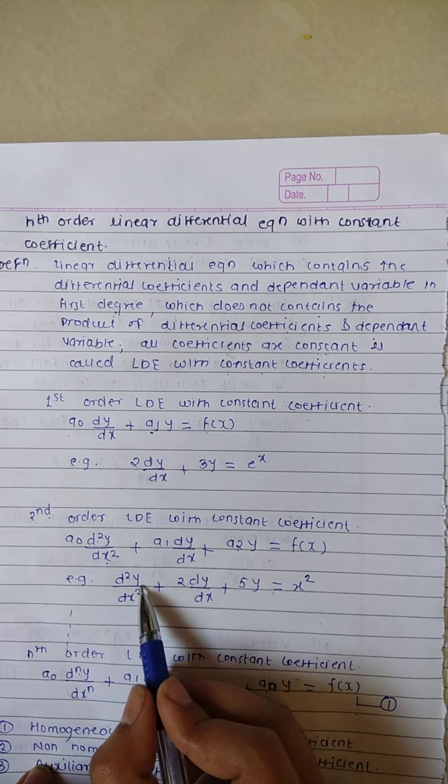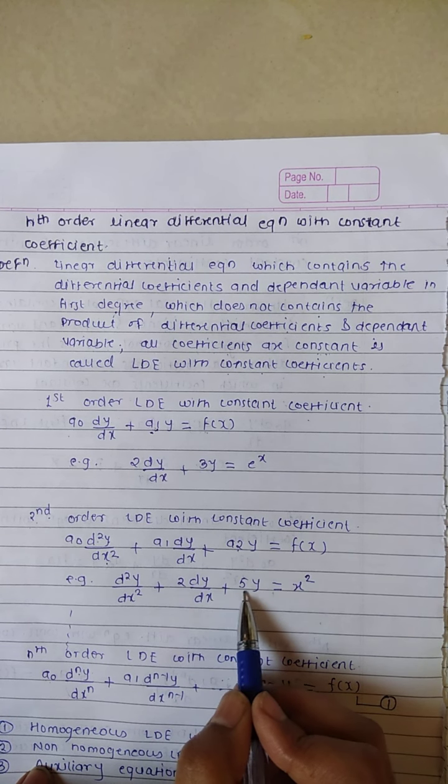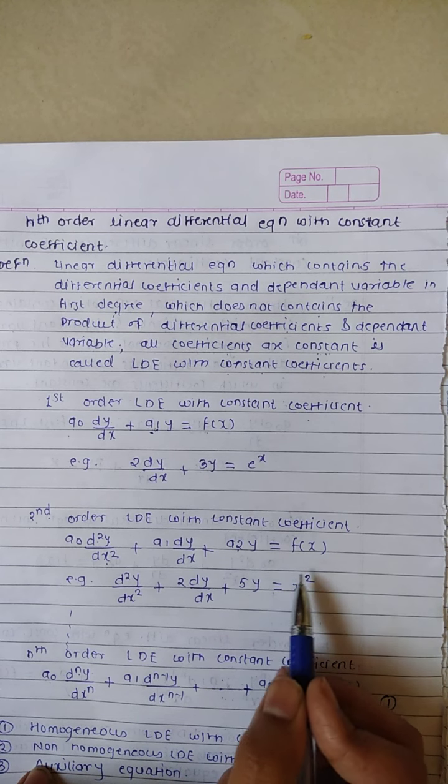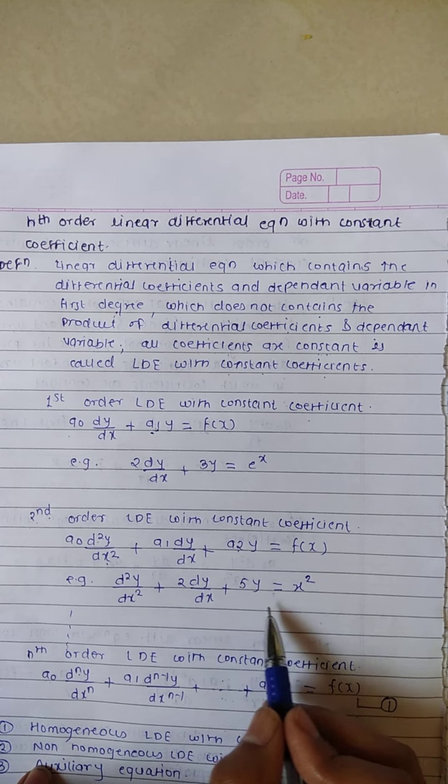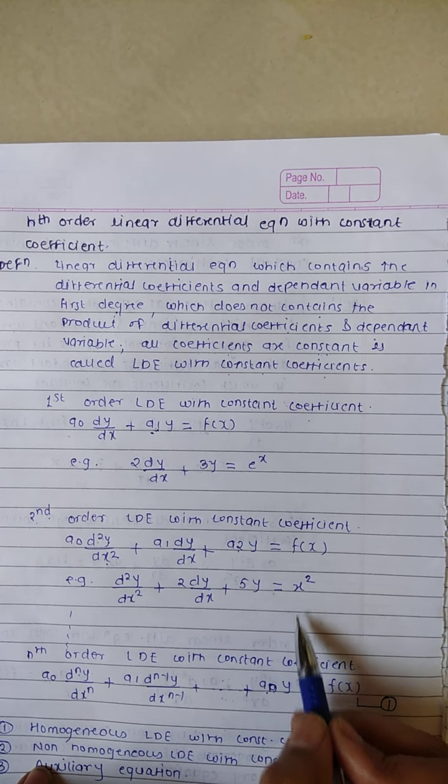For example, d2y by dx square plus 2 dy by dx plus 5y is equal to some function of x, that is x square. So this is an example of second order linear differential equation with constant coefficient.